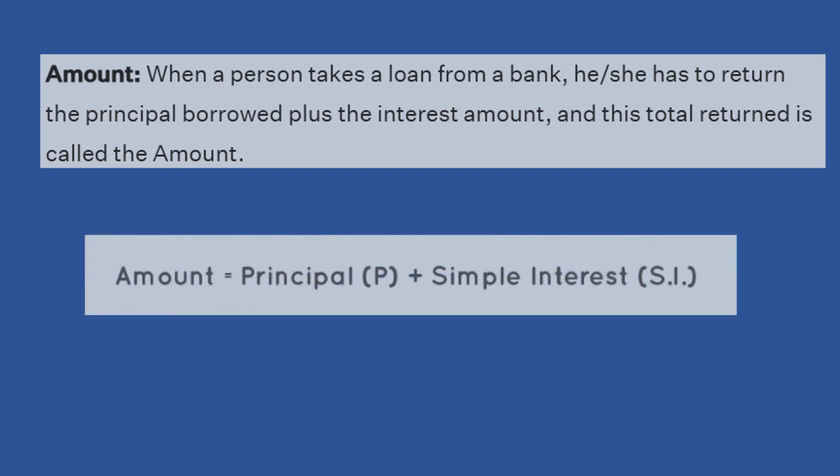So simple, the principal is your initial amount. Let's just say you have borrowed 50,000 from the bank, a loan of 50,000, and on that 50,000 let's say you have paid 4,000 extra as interest for 2 years. So 50,000 plus 4,000, 54,000 is the total amount I'll be paying to the bank. Okay, so now let's see with a question.